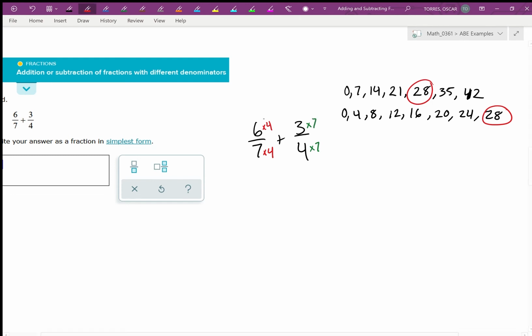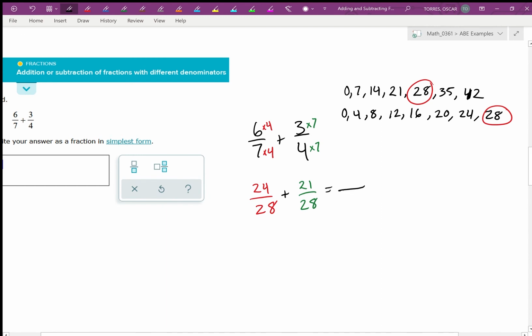Now I just need to multiply these fractions together. 6 times 4 is 24. 7 times 4 is 28. So we end up turning this 6 over 7 into a 24 over 28. We have a plus sign, so I'm just copying that down. And then we need to do this fraction. 3 times 7 is 21. 4 times 7 is 28. We're adding the numbers together.